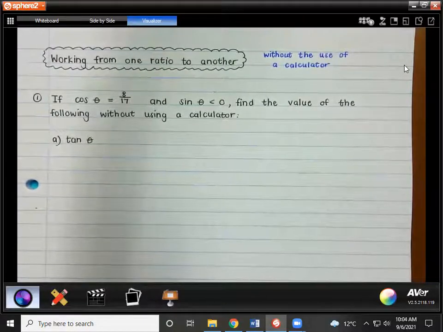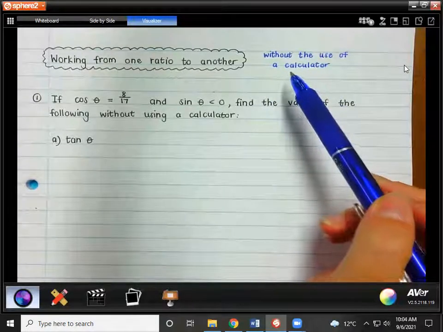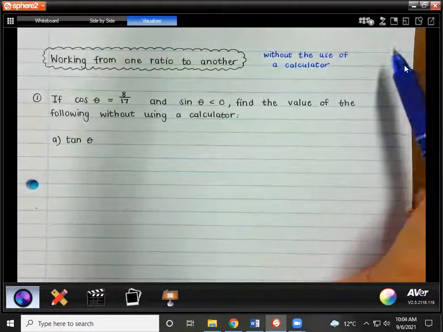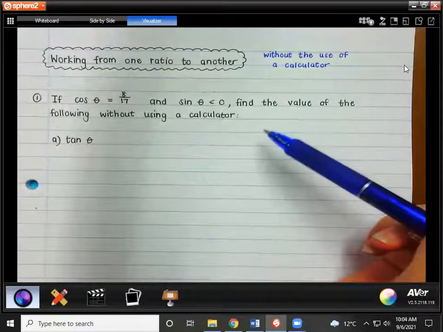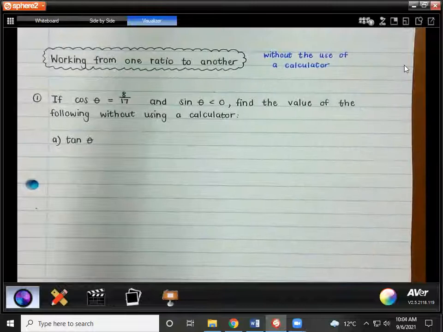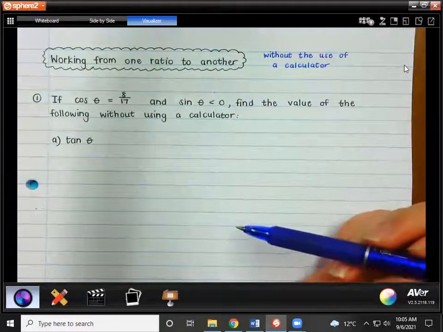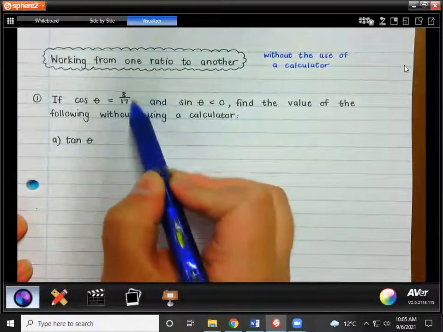Okay, now guys, I wrote here in blue on the side without the use of a calculator because sometimes in the textbook specifically, they don't say that you're not allowed to use a calculator, but when these questions come up in tests or exams, you will always have to do them without. So that's how we're going to practice it. Even if they don't say in the textbook, we have to be able to do these ones without the use of a calculator. So here the question is saying if cos theta is 8/17.